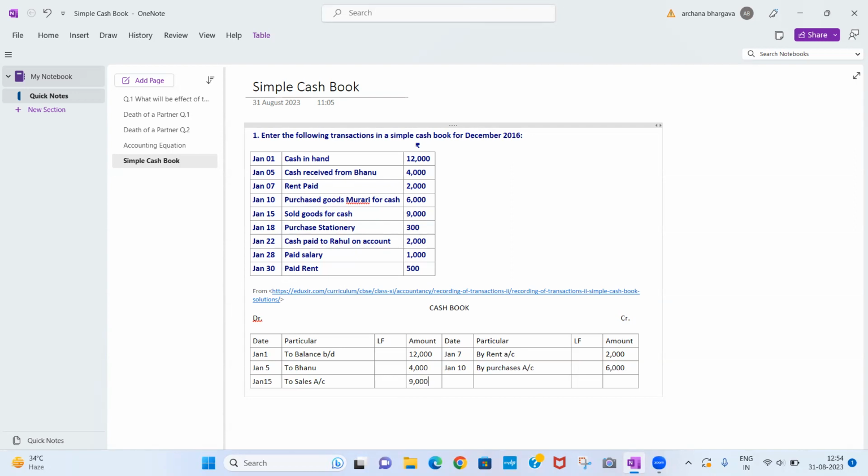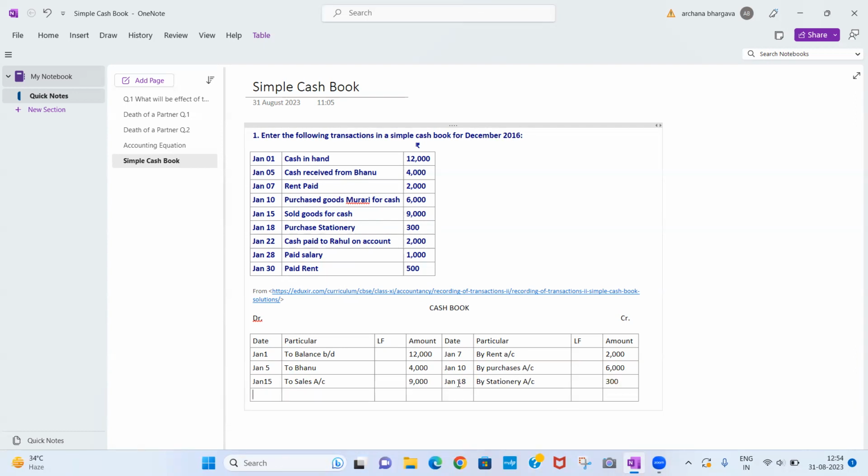Now the next transaction is purchase of stationery. It means the stationery is purchased for cash. Now the cash is going out for the purchase of stationery. It will be recorded on the credit side of the cash account because cash is going out. Stationery is purchased for 300 rupees.